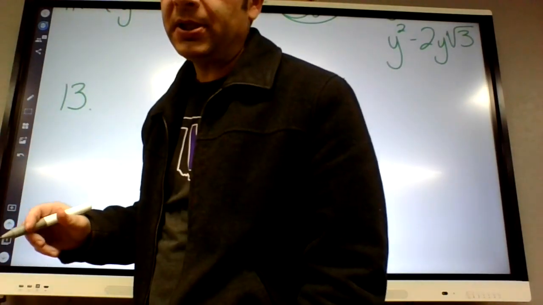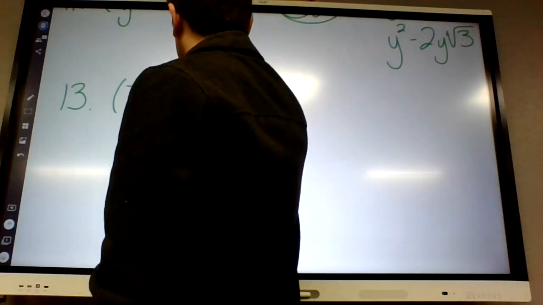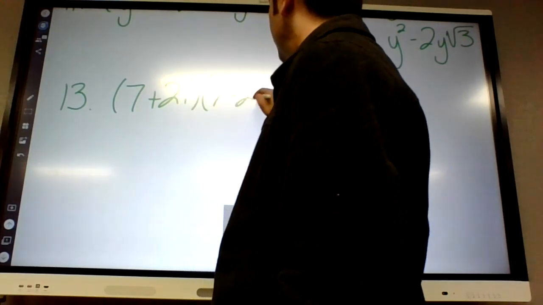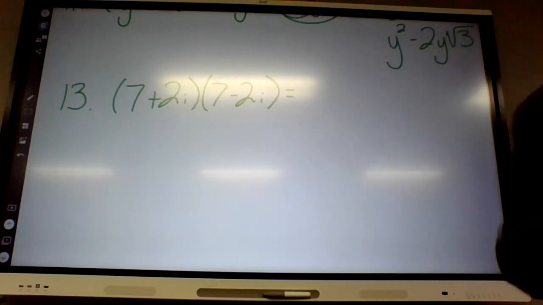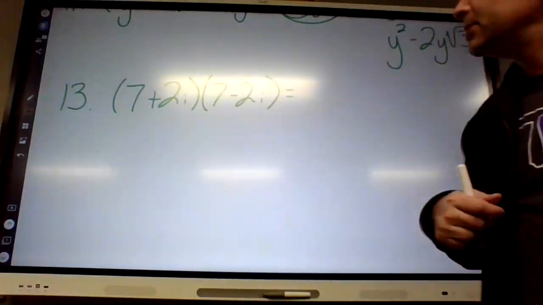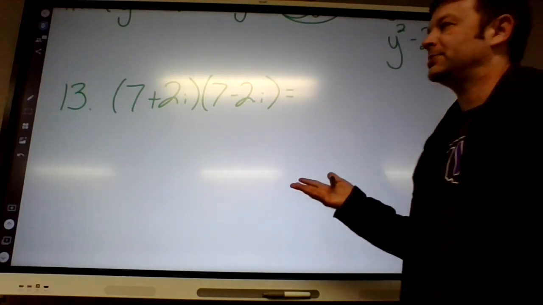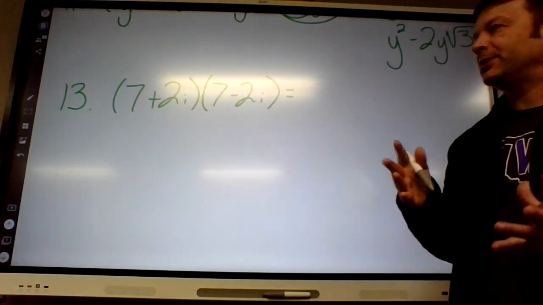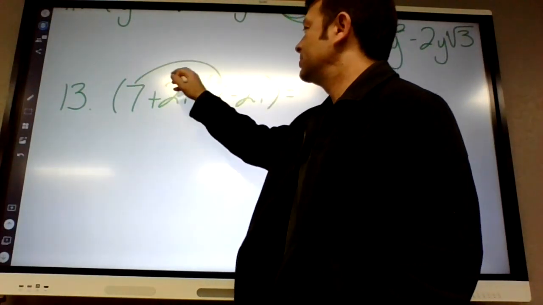Yeah. Okay, 13 is 7 plus 2i, 7 minus 2i. You guys know what's special about this one? We've done one of these a couple chapters ago. They are conjugates, just like number 9. So you can FOIL the whole thing, but on conjugates, the two inside terms you don't have to do, because the outside and inside cancel each other out. You can FOIL it like normal and it would work. But really all you need to do is first and last.